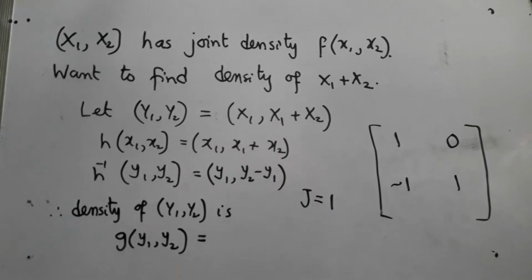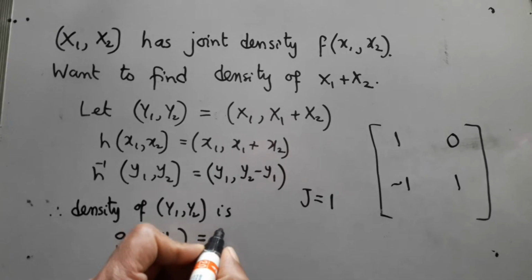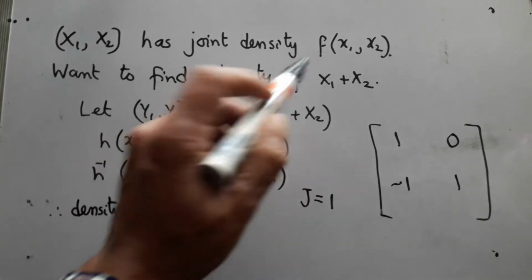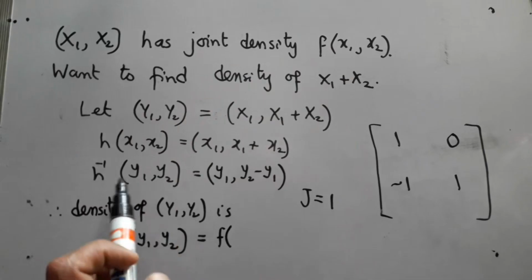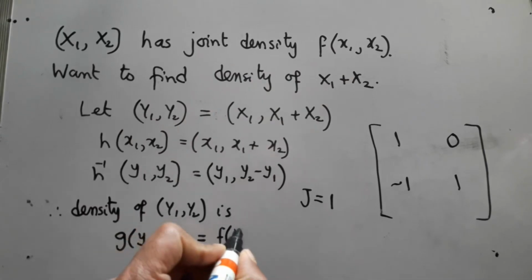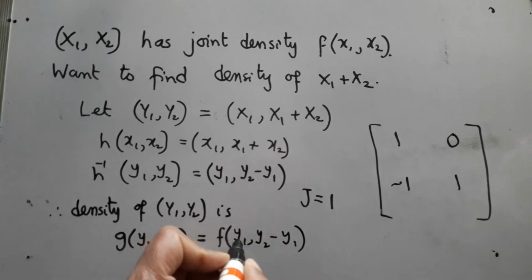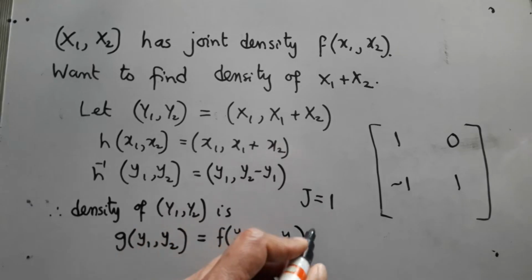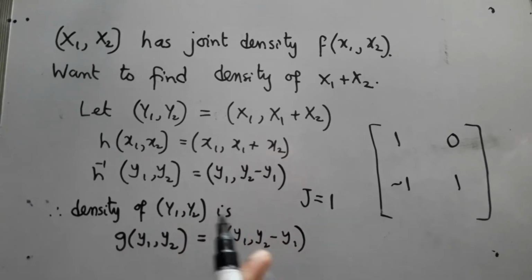So the density of y1, y2, call it g(y1, y2), is pretty simple. All that I have to do is to write f(x1, x2), but of course I have to write it in terms of y1 and y2. So I will write f(y1, y2 minus y1). This is actually x1, this is x2. Multiply that with J, which happens to be just 1. So that is the joint density.